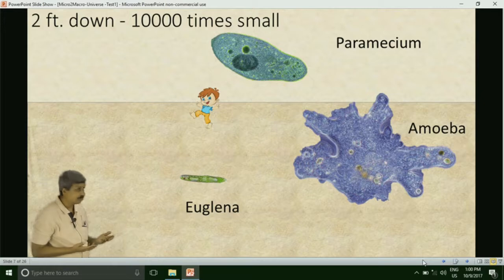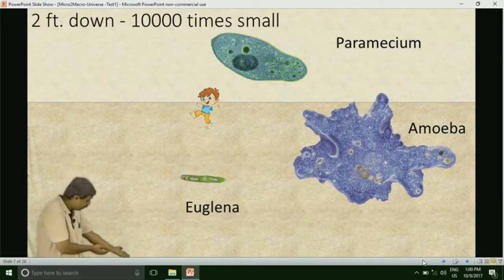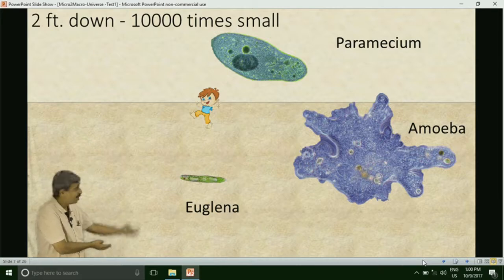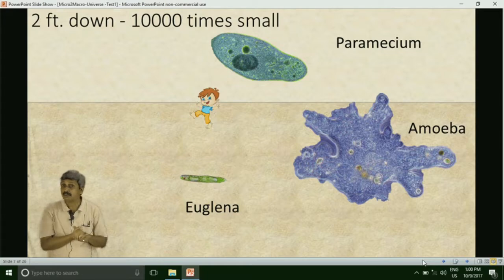So you are in the place where you are smaller than amoeba, and when you see an amoeba, you have to actually run. There is no alternative. Euglena is even smaller, and paramecium looks good. Okay, so these are the stages. This is the stage you are in now, 10,000 times smaller.